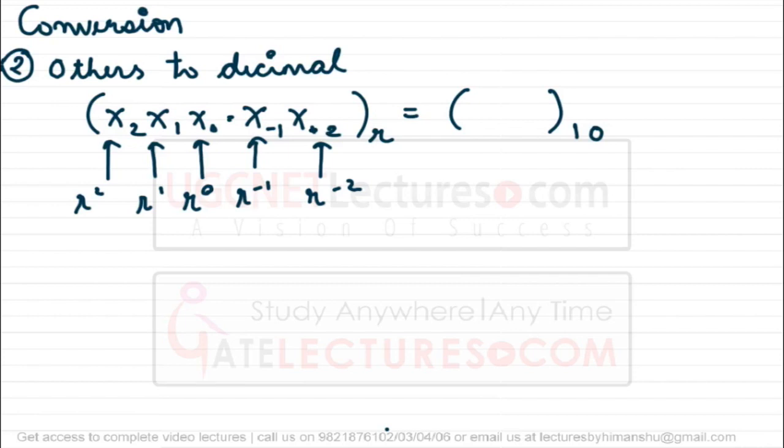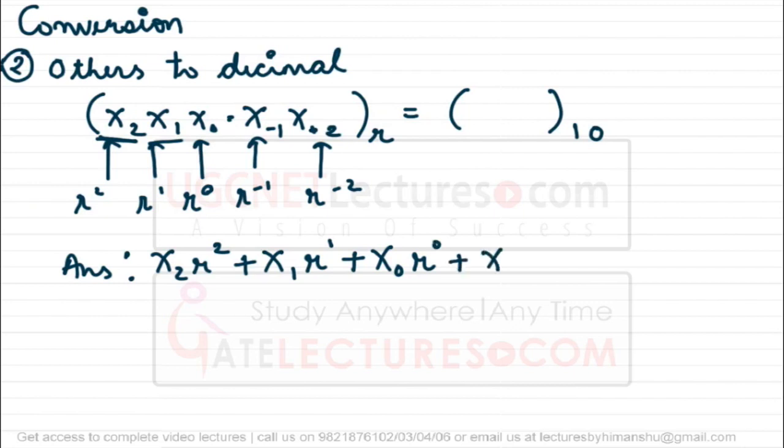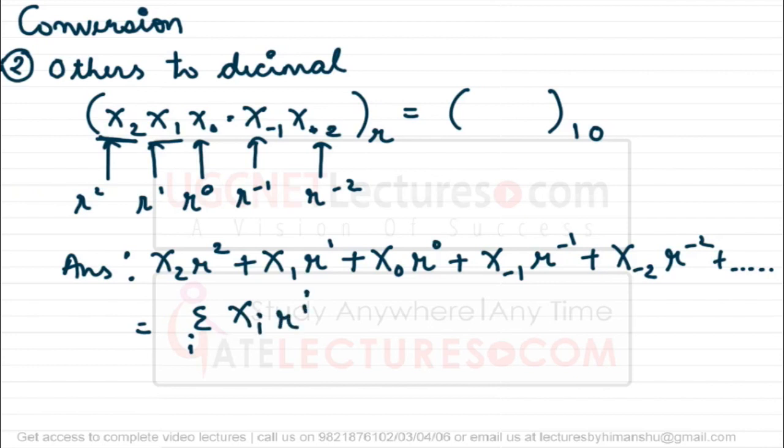So what are we going to do to obtain the decimal equivalent of this number? You multiply the corresponding digits with the weight of that bit. Here, the digit at this bit is x2 and the weight is R power 2, so we multiply these two. The decimal equivalent is going to be x2 into R power 2, plus x1 into R power 1, plus x0 into R power 0, plus x-1 into R power -1, plus x-2 into R power -2, and so on. This can be written as the summation over i of xi R power i.